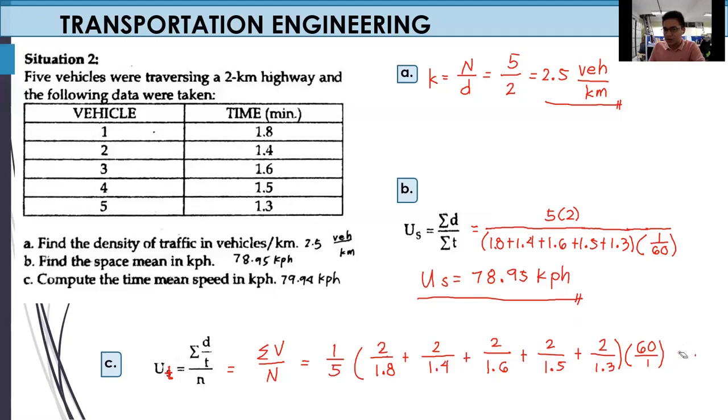I think hindi siya kasya. So sa baba na lang. Yung UT natin is 79.94 kilometers per hour. Ayan. Ayan siya. Kilometers per hour. Okay?